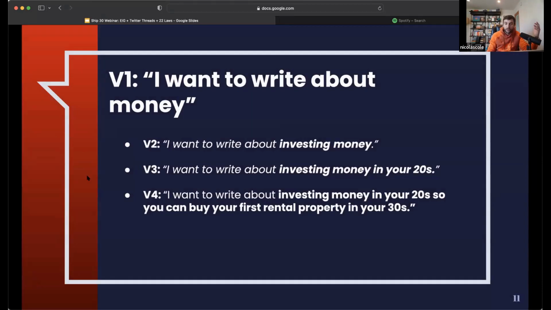Here's a great example. Someone goes, I want to write about money. Well, look at the different versions. Look how the more specific we get, the more clarity we have.